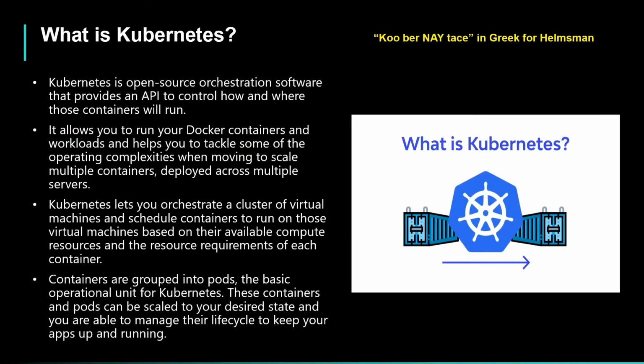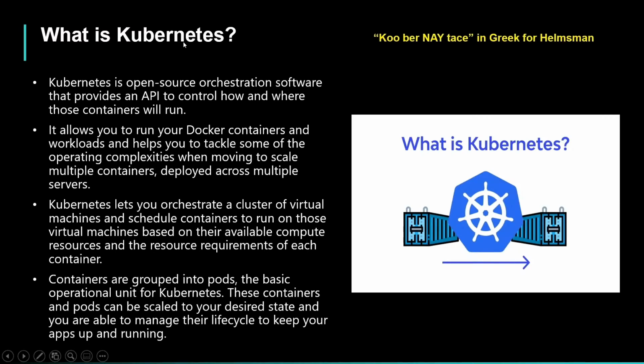Okay, what is Kubernetes? First of all, the word Kubernetes comes from the Greek word for helmsman. When you have a lot of containers, you need someone to take care of the administration, and that's why Kubernetes was released. Kubernetes is an open source orchestration software that provides an API to control how and where those containers will run.